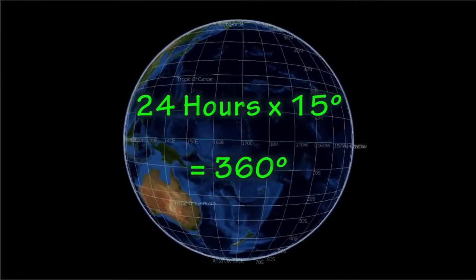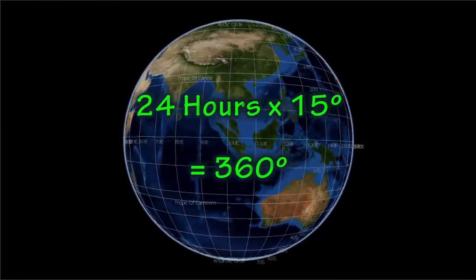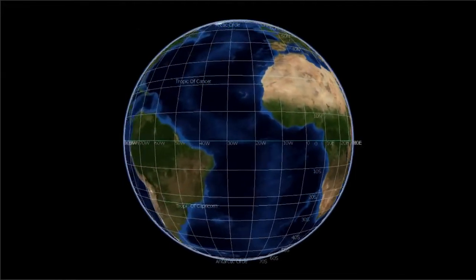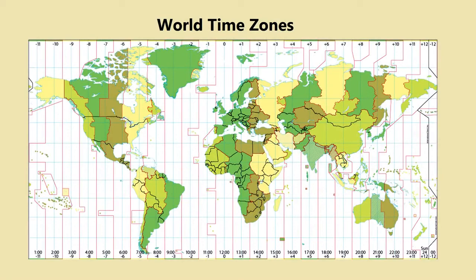Time zones are based on the fact that the Earth moves 15 degrees longitude each hour. Since there are 24 hours in a day, there are 24 standard time zones.